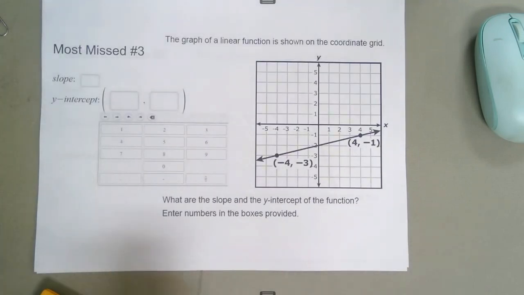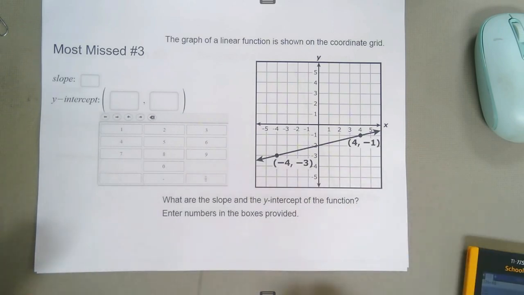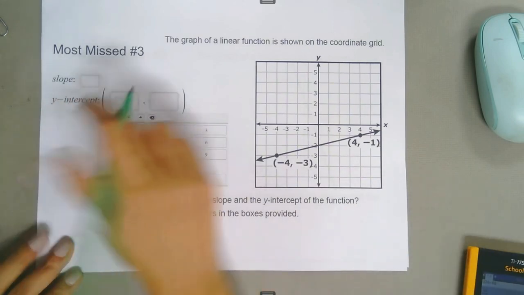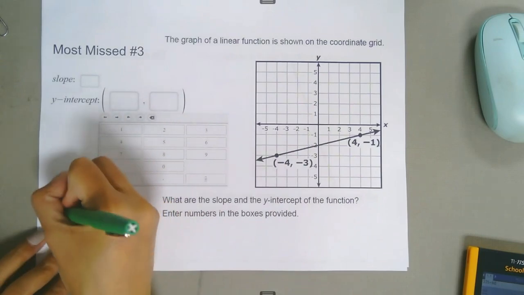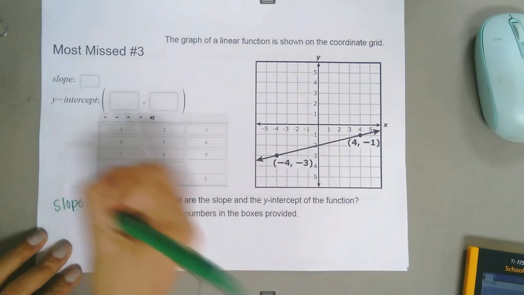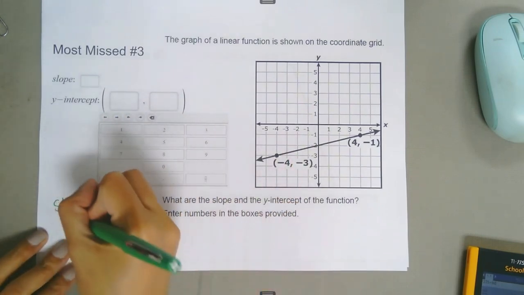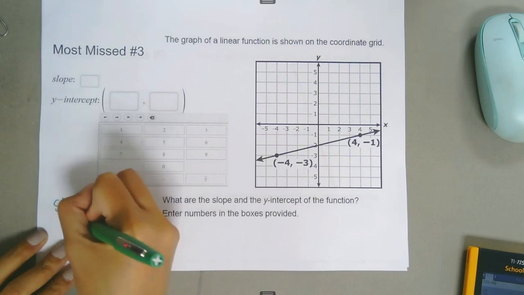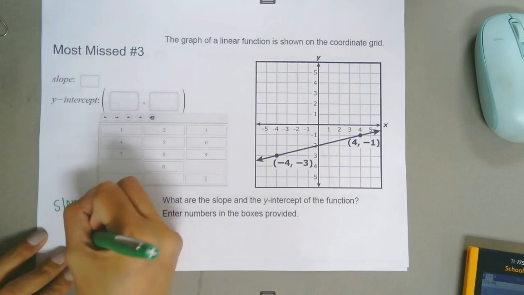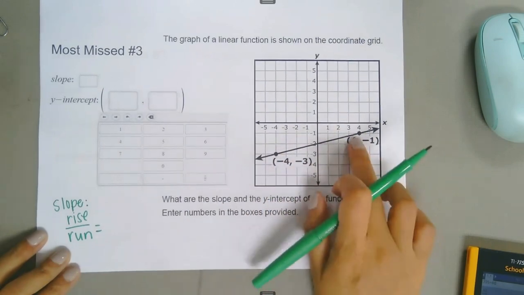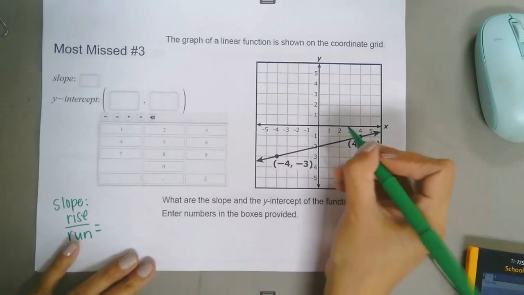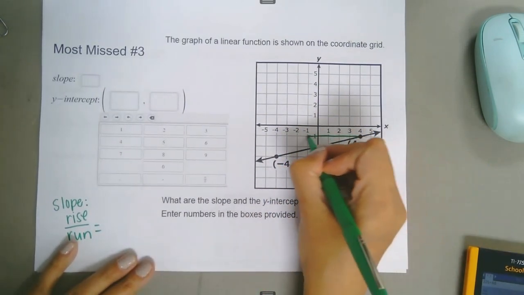Most miss number 3. The graph of the linear function is shown on the coordinate grid. What are the slope and y-intercept of the function? Enter the numbers in the boxes provided. All right, so my slope on a graph is rise over run. And it did give me 2 coordinates on this one, so I'm actually going to use those. I'm not going to make any up. I'm going to use what it gave me.